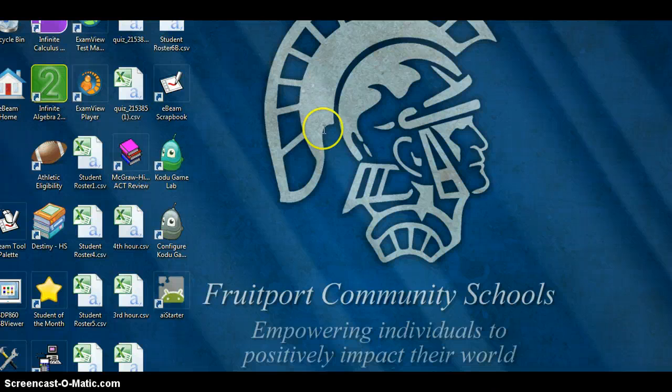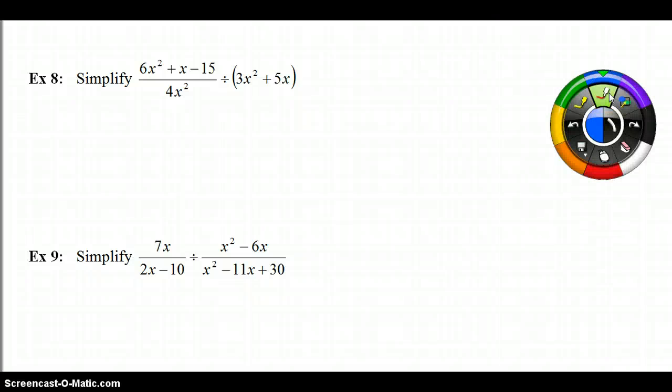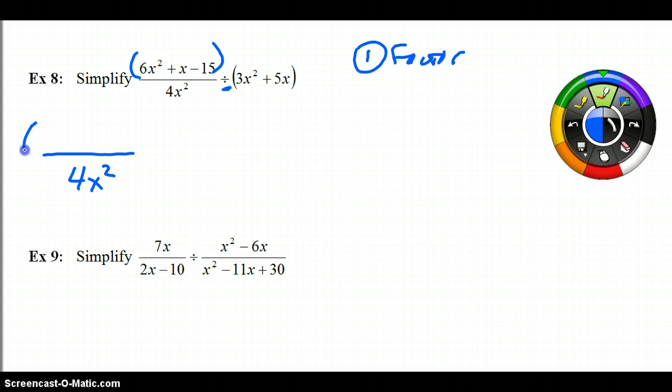The next two examples are going to look similar, but notice that we have a division sign instead of a multiplication sign. So you'll have to remember how to divide fractions. So first of all, let's factor. What are the factors of 4x squared? Nothing, so we'll just have a 4x squared. The 6x squared and the minus 15, remember we have to multiply those two, so we get a minus 90. So what are the factors of minus 90 that add up to a plus 1? That would be a 10 and a negative 9.